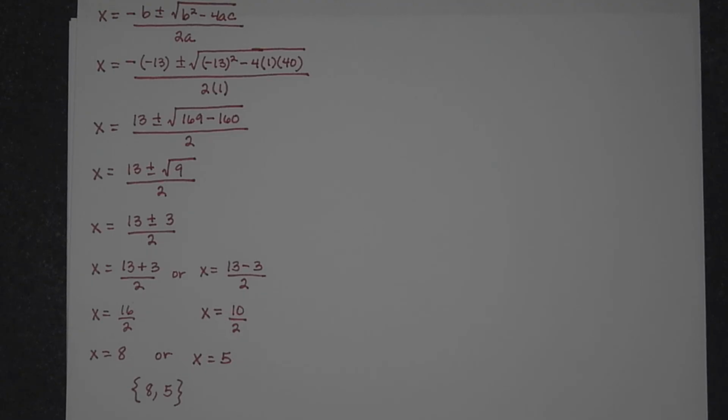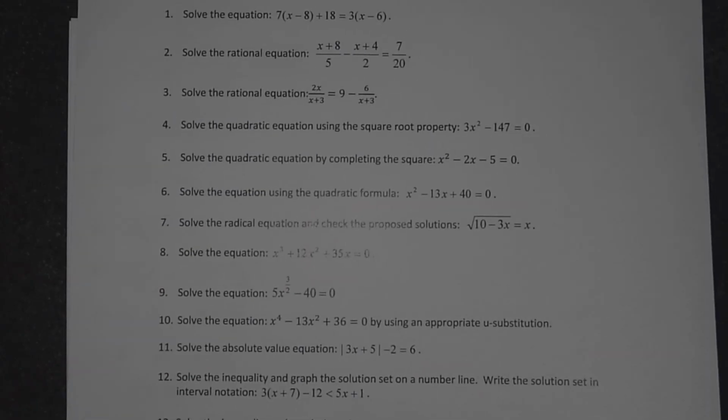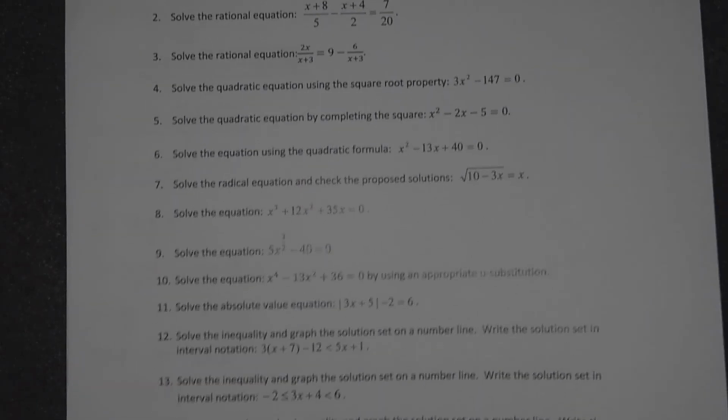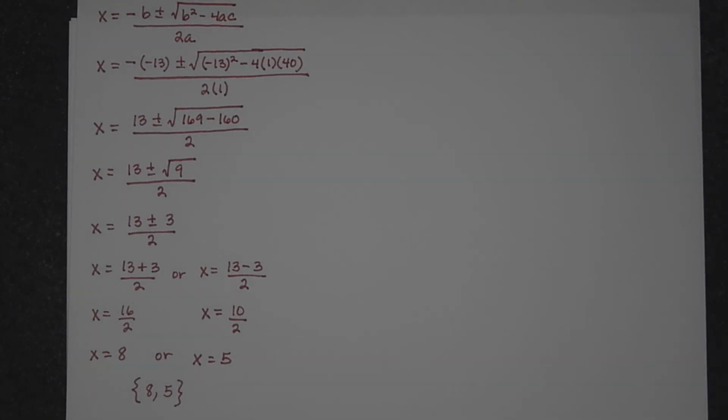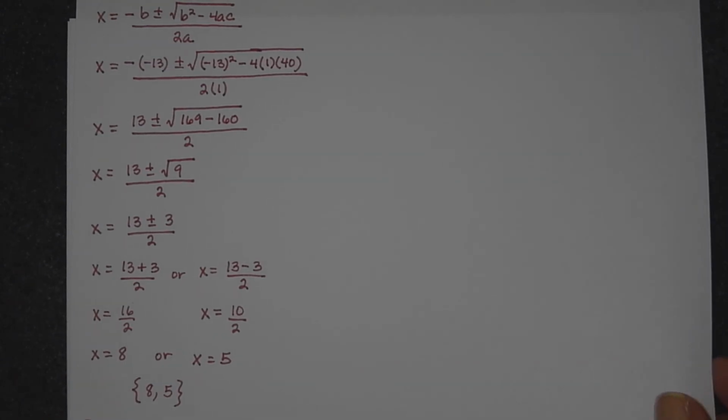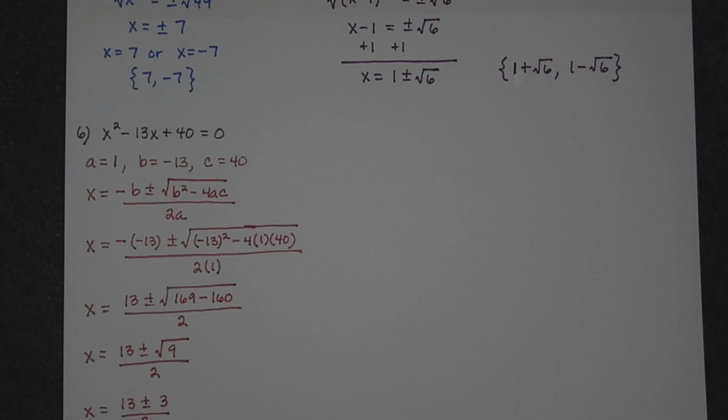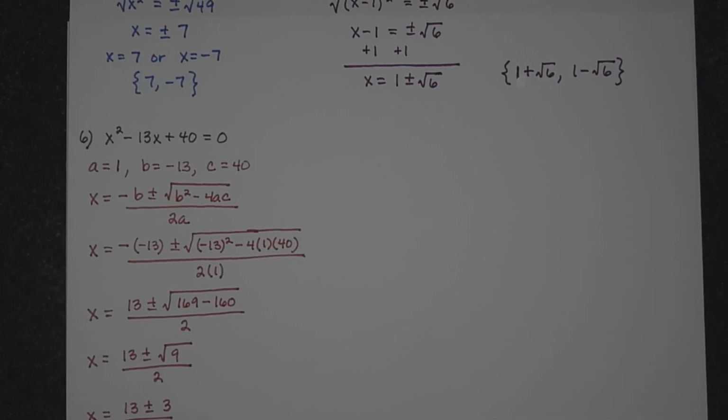Okay. Now, problem number 7 is a radical equation, and this is the one where you're going to need to check your proposed solutions. Here we got the square root of 10 minus 3x equals x. So that's one of those equations where you must check your proposed solutions when you solve it.